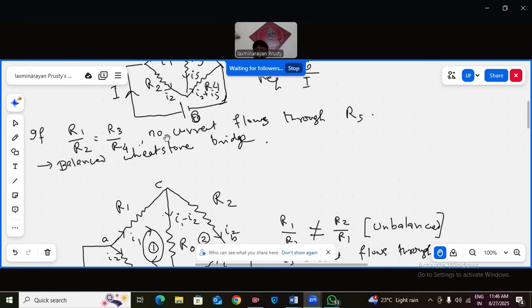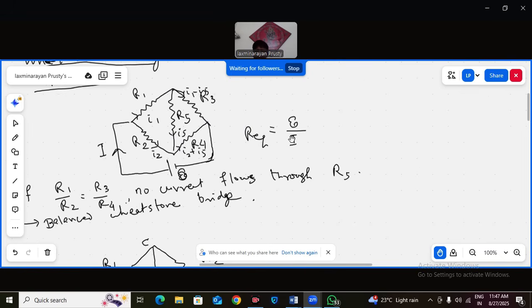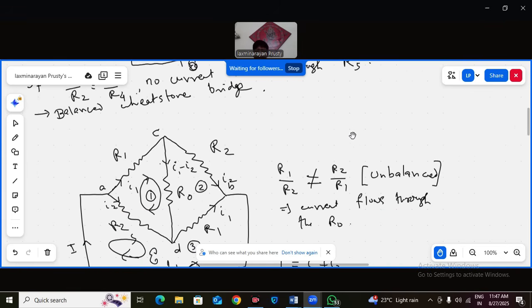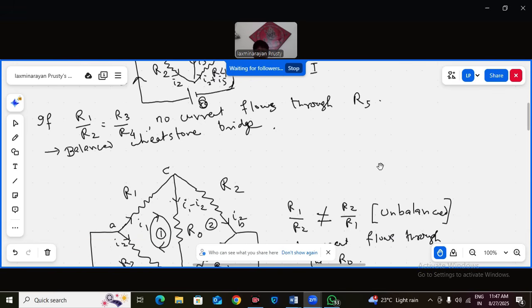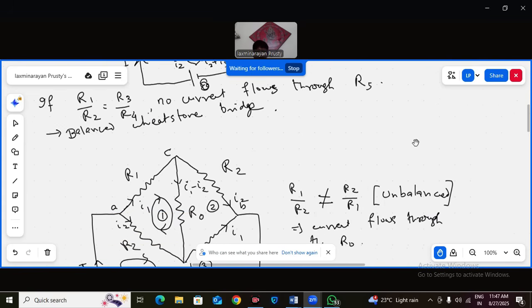So from the general Wheatstone bridge, we come to a case where it is unbalanced but symmetric. If you balance it, then no issues: R1 by R2 equals R3 by R4 is balanced only. So no current will flow through R5 and you can easily find the R equivalent, other currents and everything.